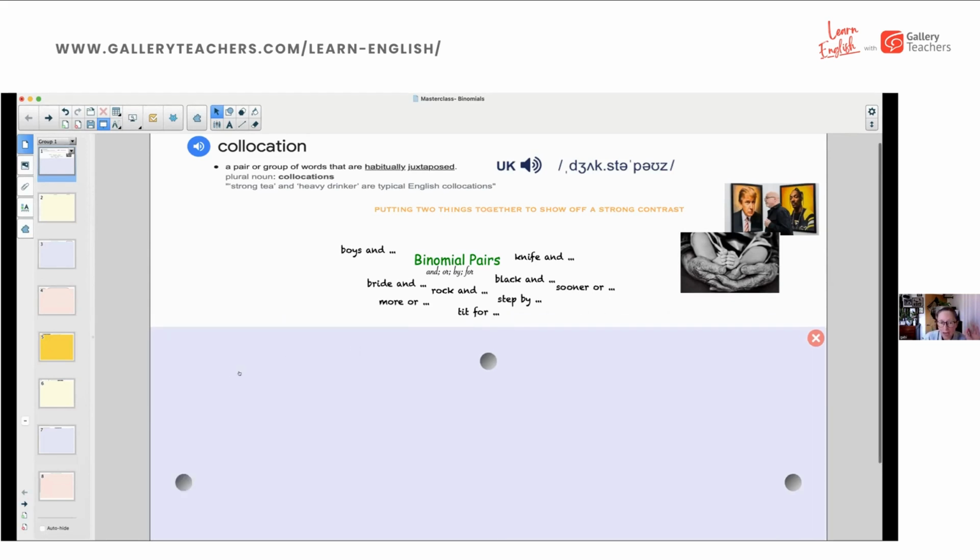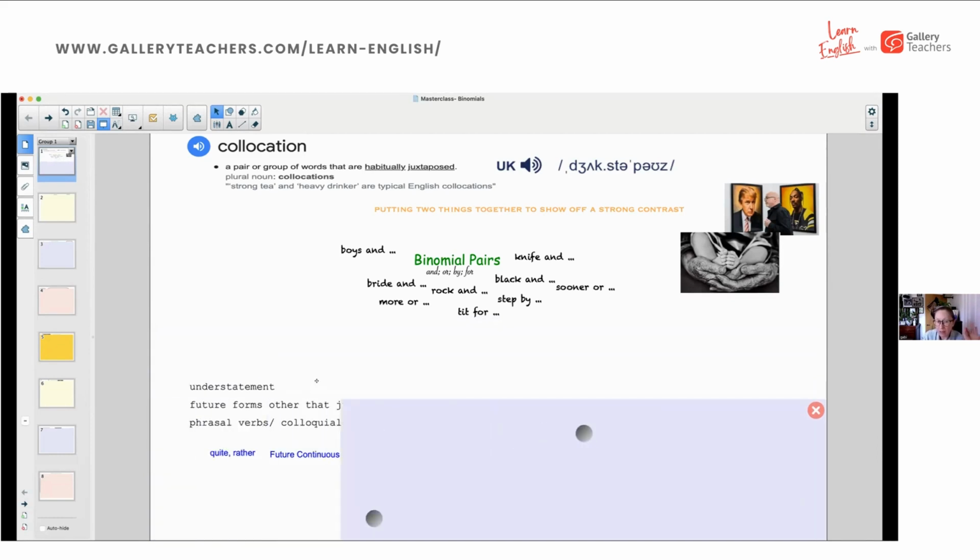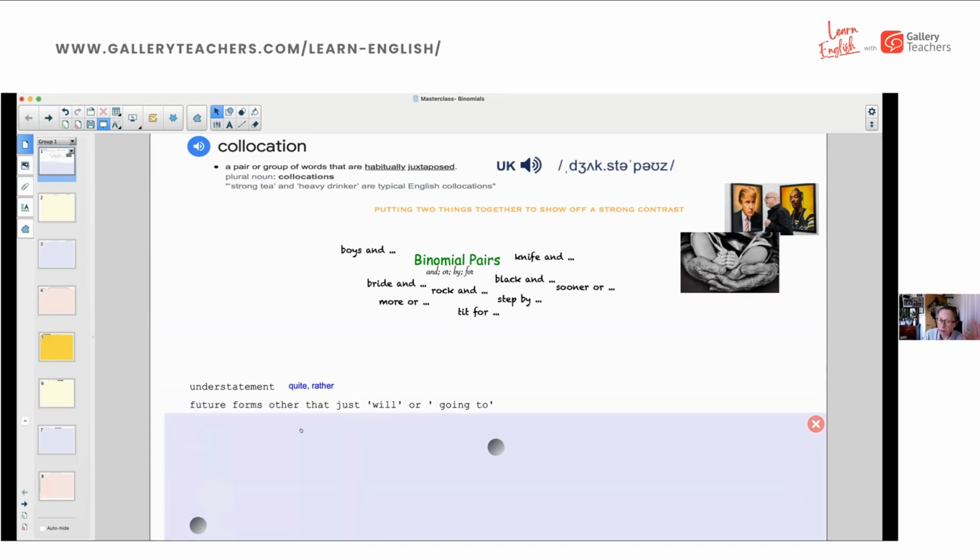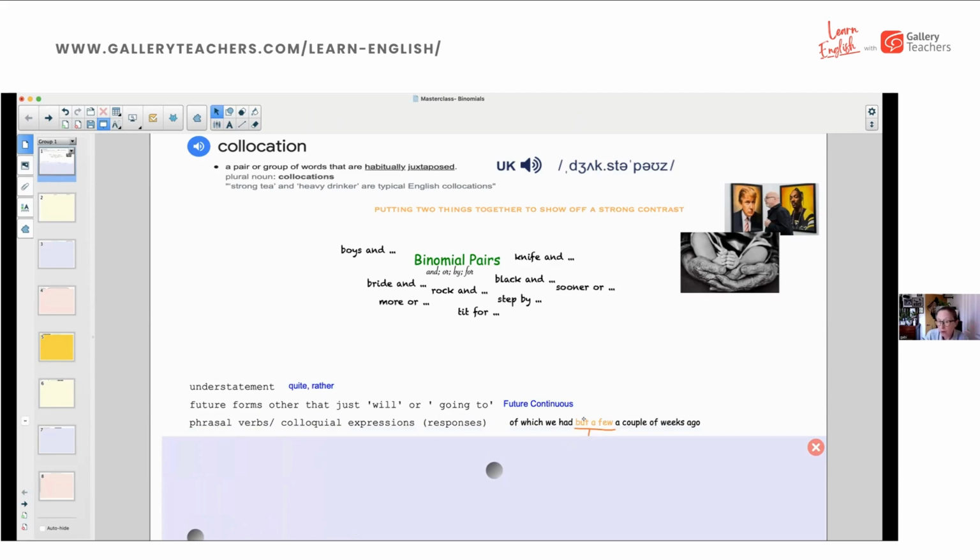And the same goes for what we have already done previously in my masterclasses. The same goes for the use of understatement, and in particular, quite and rather. The same goes for the use of future forms, other than going to and will, so future continuous. And the same goes for the use of colloquial expressions and phrasal verbs, of which we had but a few. To give you another colloquial expression from a couple of weeks ago, such as serves you right, now you tell me.